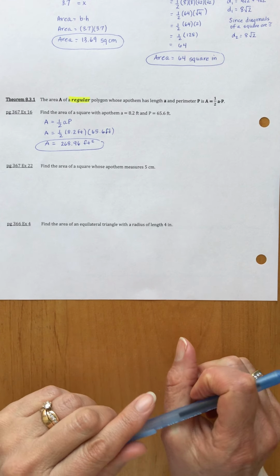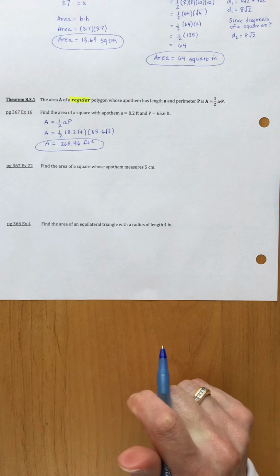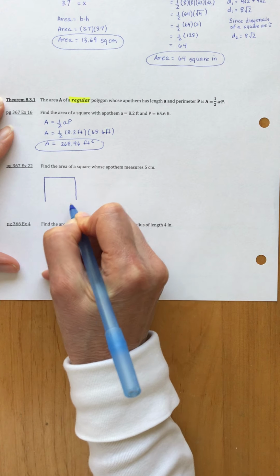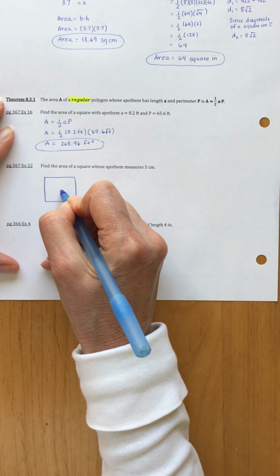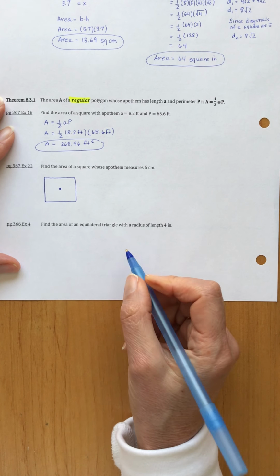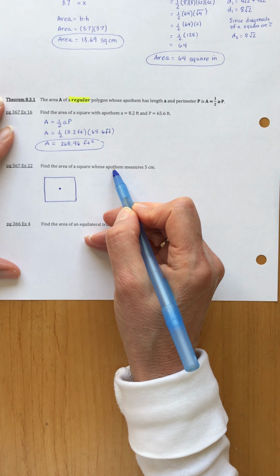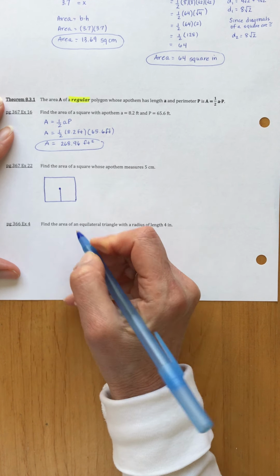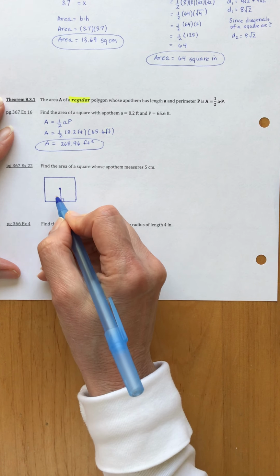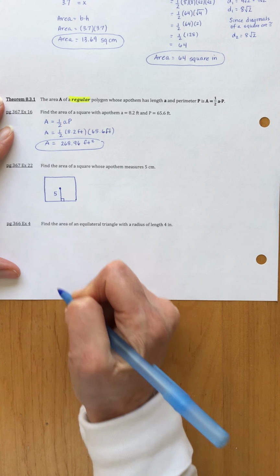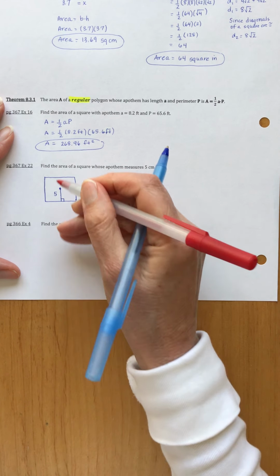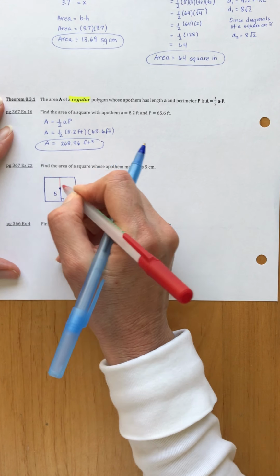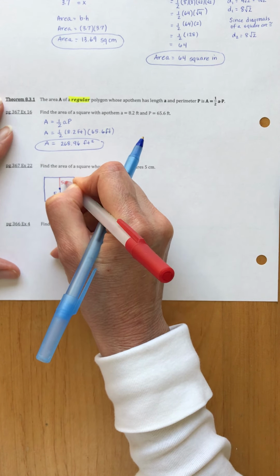The next problem says, find the area of a square whose apothem measures 5 centimeters. So let's go ahead and draw a picture. Nice big square. Okay, all right, so right here is the center. Now let's talk about the apothem. The apothem is going to be from the center. It has a P in it, so it's drawn perpendicularly to the other side. So let's do this. And we know that this is 5 centimeters. Okay, well, if that's 5 centimeters, the apothem going here has to be the same thing. They're both apothems, so that would be 5 centimeters as well.